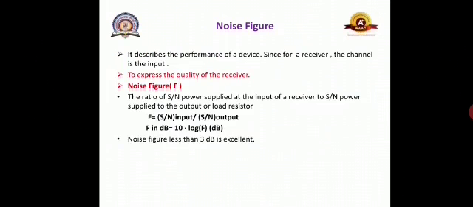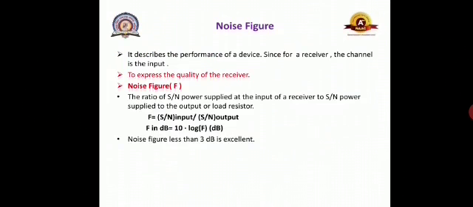It can be expressed in terms of dB by taking 10 into log of this F, that will be in terms of dB. The input and output may be for the entire receiver or a single amplifier stage. The noise figure F is also called a noise factor. The noise figure is a number, usually it is also expressed in terms of decibel.